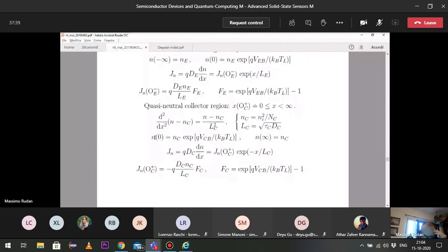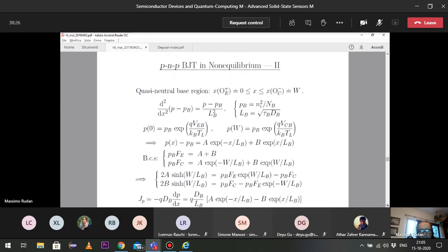Fc is again a dimensionless factor with the exponential of Q over KT times VCB minus 1. So this is it for the emitter and the collector regions. Now we go to the base region. And the base region in the PNP device is doped of the N-type. So the minority carriers are holes. So we must consider the holes in the base of the PNP transistor.